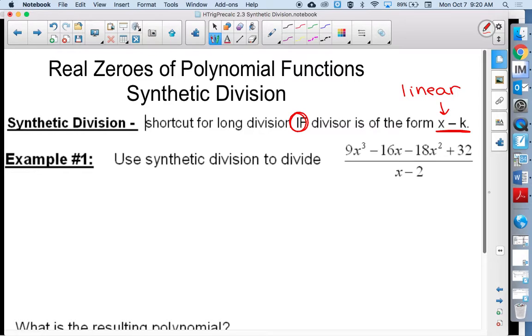So we have the first example here, and we have 9x cubed minus 18x squared minus 16x plus 32. First off, without doing any of the problem, what do you notice about the polynomial that's on the top?